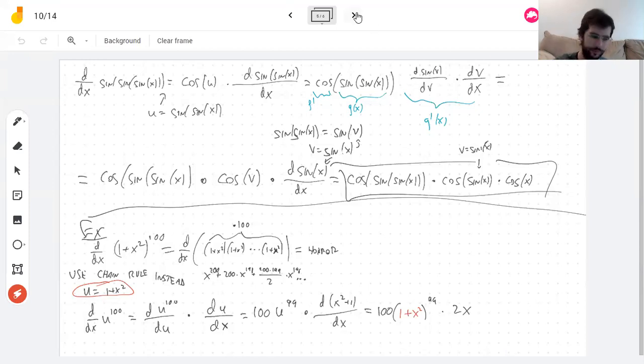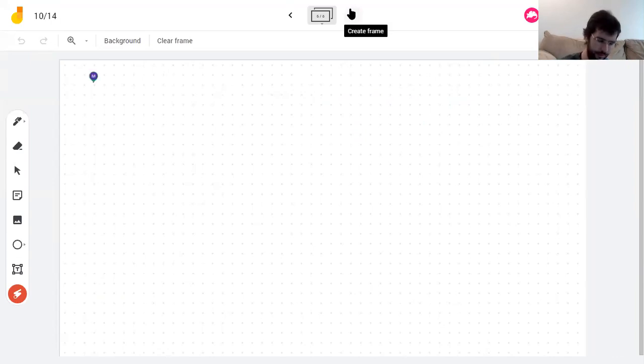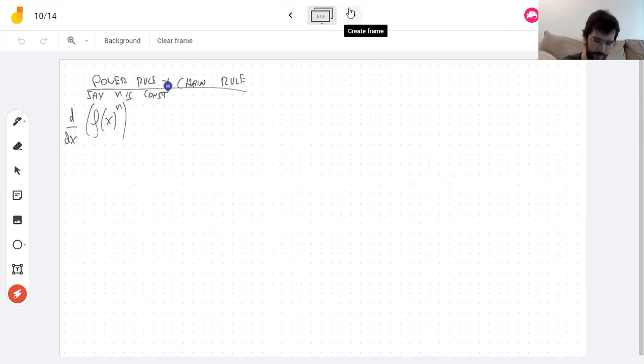Okay, so the last example. How does the power rule actually work when the base is not x? What happens when I take a function and I take the nth power? Well, this is not n f of x to the n minus 1, because the power rule doesn't work when the base is not x. However, if I make u equals f of x, this is the derivative of u to the n. And now the chain rule says that this is d u to the n du times du dx.